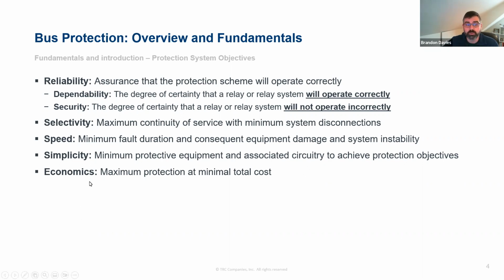Simplicity. So we want to be able to accomplish our scheme with the minimum amount of equipment and the simplest and most straightforward approach to meeting the rest of these objectives. And then economics. Economics comes into play with bus protection because if you're providing a dedicated scheme, it uses a lot of CTs. You get a lot of cabling. You might have a more expensive relay to apply the scheme, or some other engineering considerations that go into it. But as with everything, economics has a role in what we're trying to accomplish.